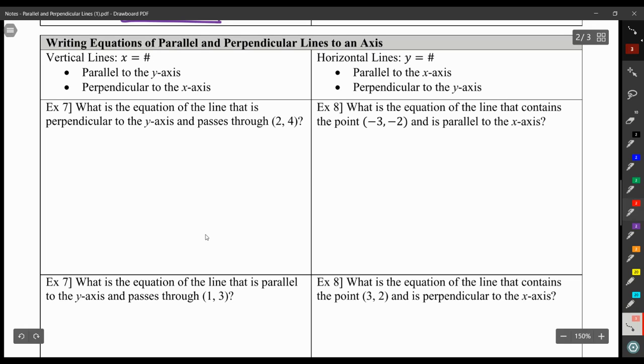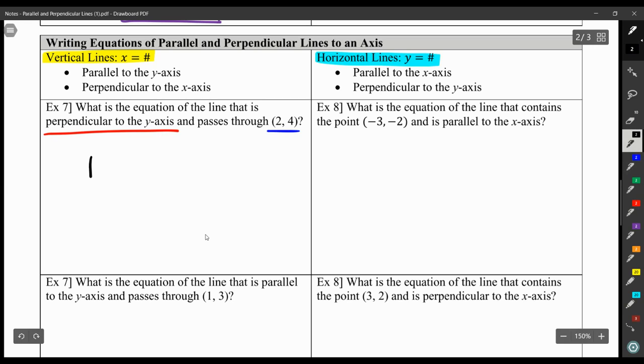situation looks like. But first, let's remember that vertical lines are always x equals a number, and horizontal lines are always y equals a number. And now let's look at example 7. What is the equation of the line that is perpendicular to the y-axis and passes through the coordinate 2, 4?